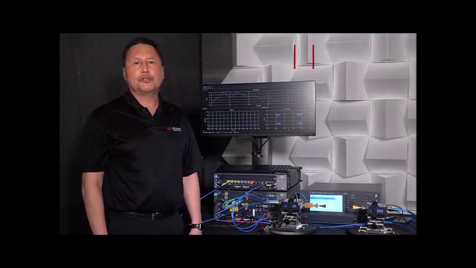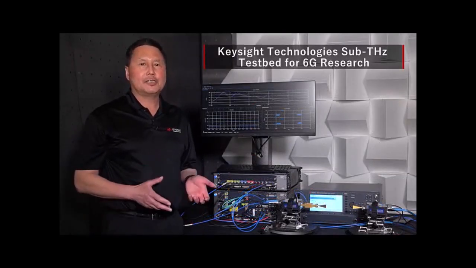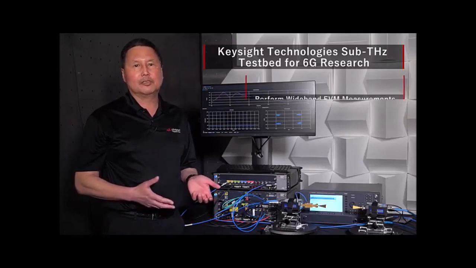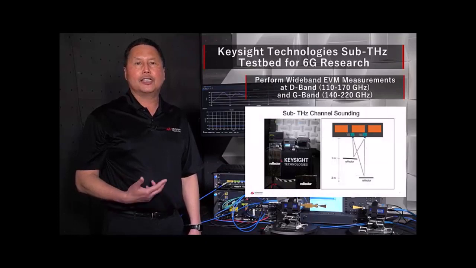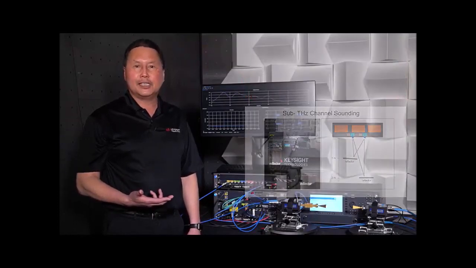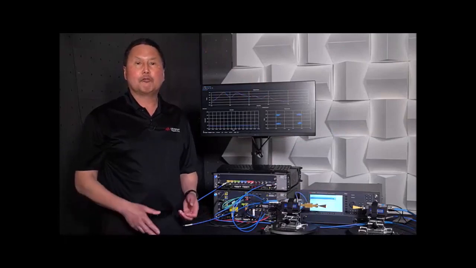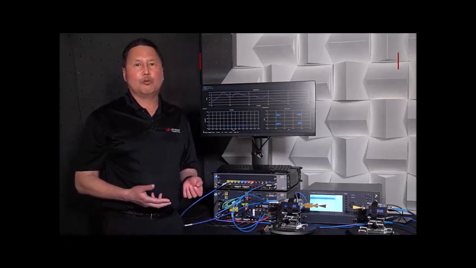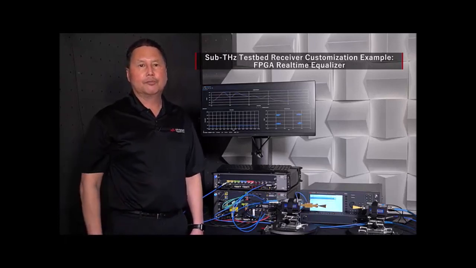So today we'd like to show Keysight's Sub-Terahertz testbed for 6G research. Now we've shown this testbed before for wideband EVM measurements, and it can also be used for channel sounding. But today we'd like to show how the Keysight Sub-Terahertz testbed receiver can be customized with user HDL code. Specifically, we're going to show a customization example, which is an FPGA real-time adaptive equalizer implementation.